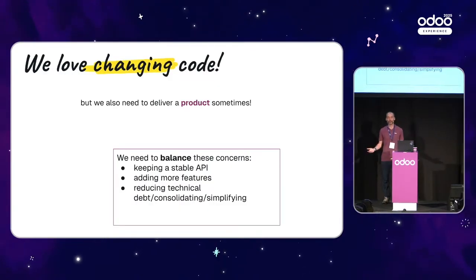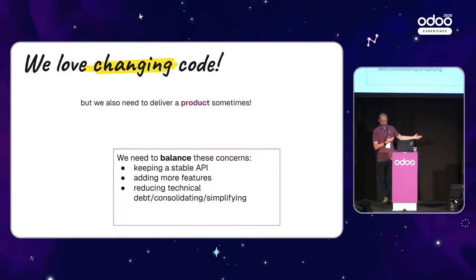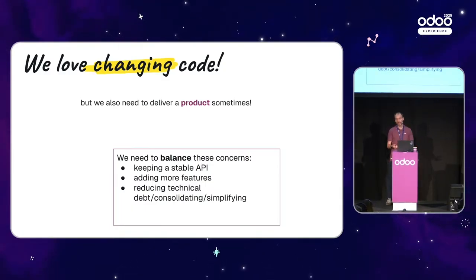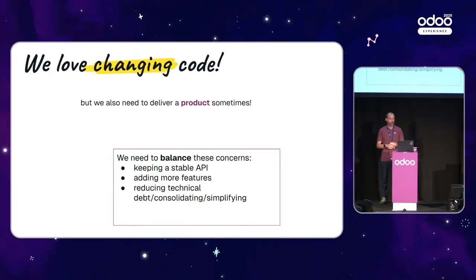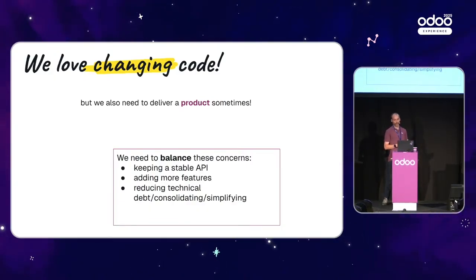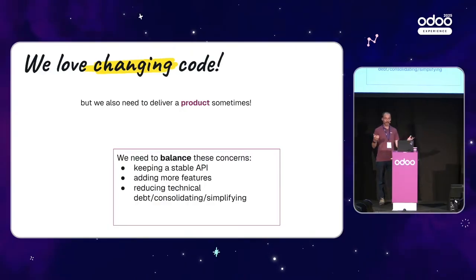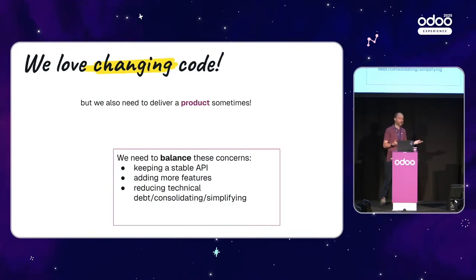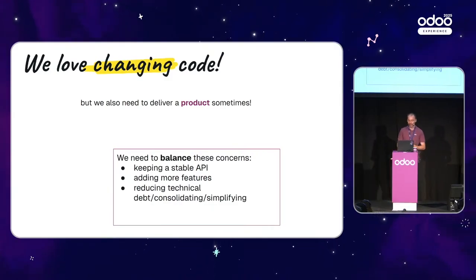But we do love changing code. In my team, and among developers at Odoo, we know that code is not perfect. It has to change. It has to evolve, to adapt to new requirements. But we also need to deliver a product sometimes. So every time we do a change, some people will be unhappy anyway. And if we don't change code, people will be unhappy anyway. So there is no winning choice.